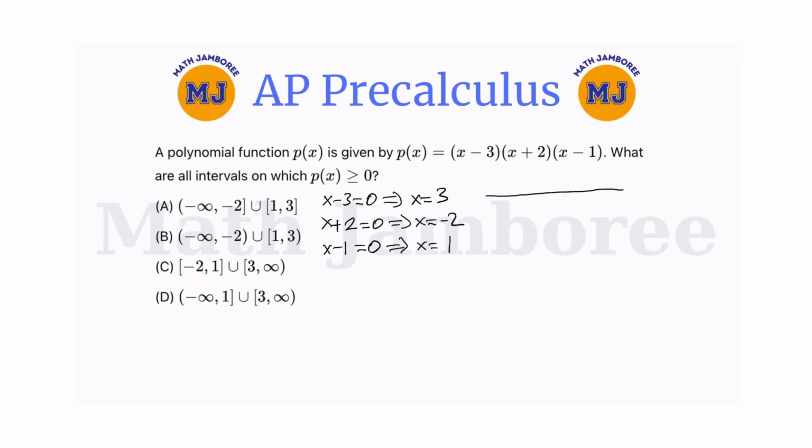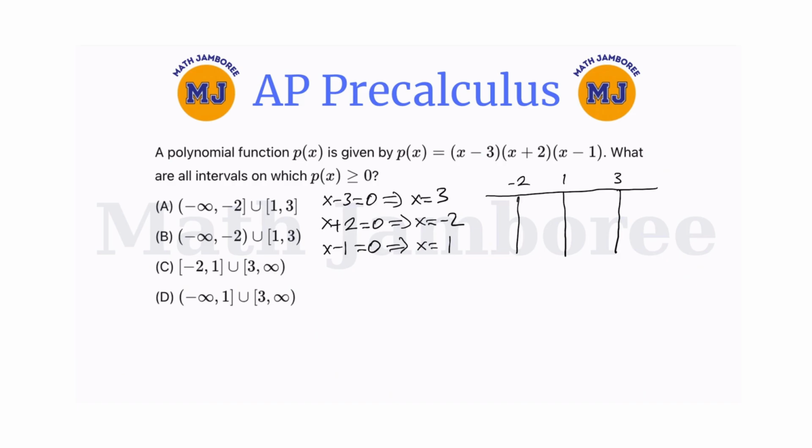So here is a number line. Negative 2 we have. After negative 2 we have 1. And after that we have positive 3. So we divide it into 4 intervals: negative infinity to negative 2, negative 2 to 1, 1 to 3, and 3 to infinity. We'll pick test points from each of these intervals and determine whether p of x is positive or negative in each region. Let's test a point from each interval and substitute into the polynomial.